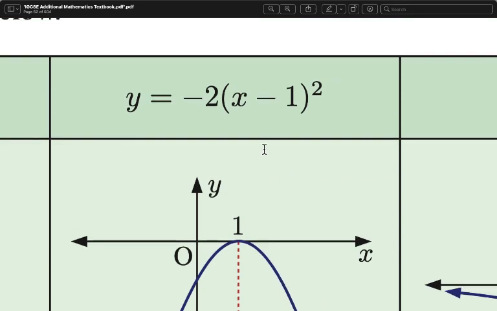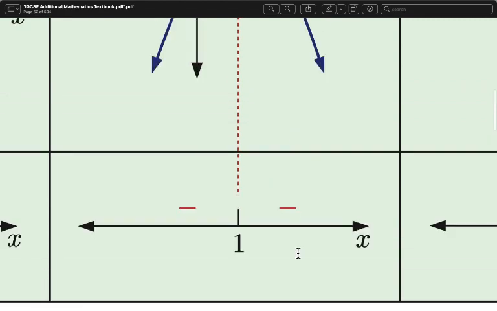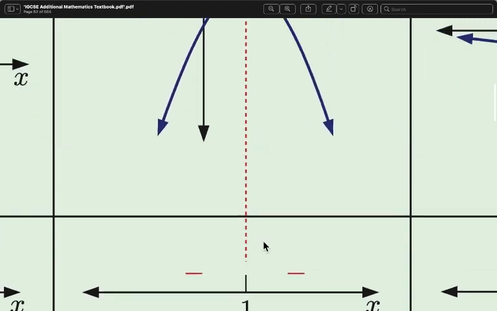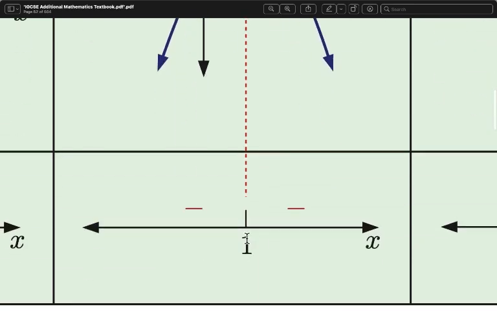For x more than 1, for instance, x equals 2, 2 minus 1 is 1, 1 squared is 1 as well, 1 minus 2 is minus 2. And minus 2 is below 0, so the function will come out as negative. So this is the final sign diagram: for any value of x below 1 or more than 1, the y value will always be negative.